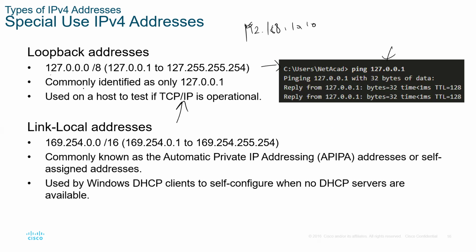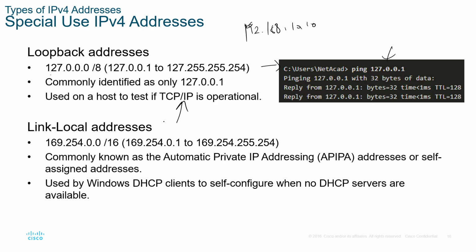We have what we call link local addresses. They are commonly used by automatic private IP addressing, in short APIPA, or self-assigned addresses, used by Windows clients to self-configure when no DHCP servers are available. So link local addresses, you can see the network 169.254.0.0/16. In that range, these are addresses which are assigned to a device if no IP address is assigned statically, manually, and no IP address is found dynamically.